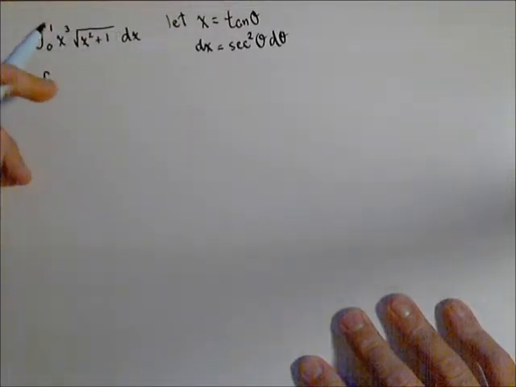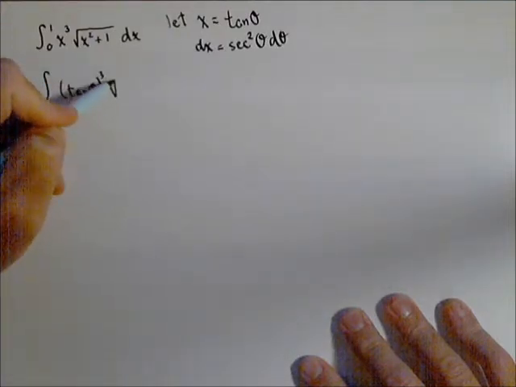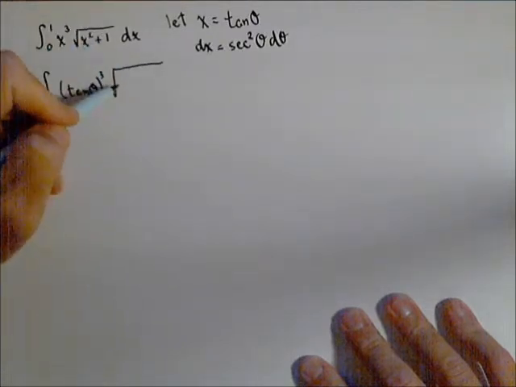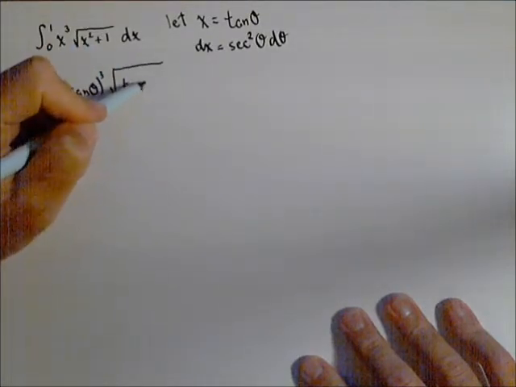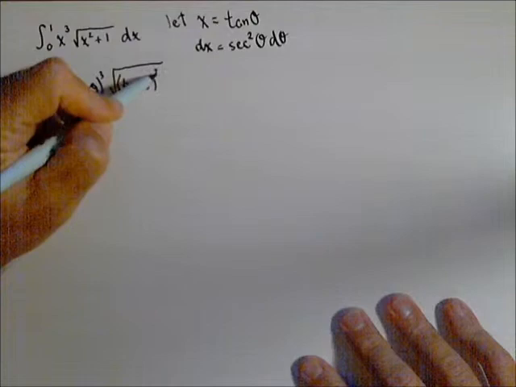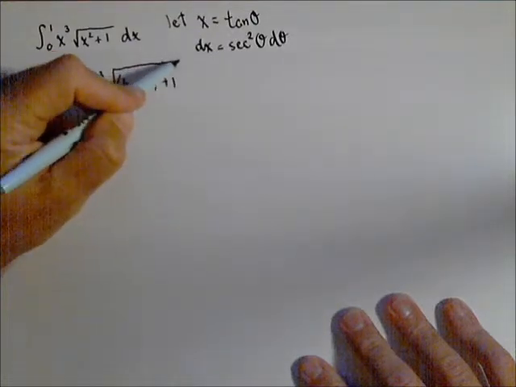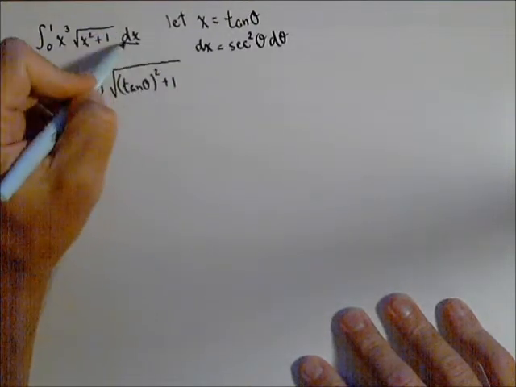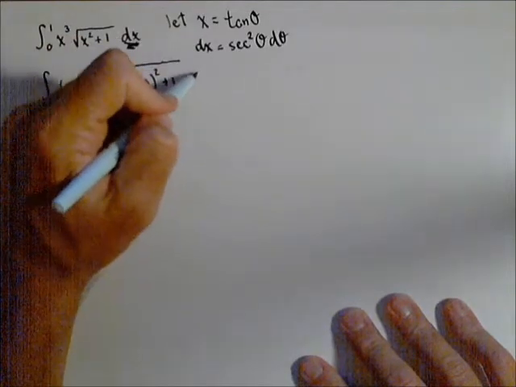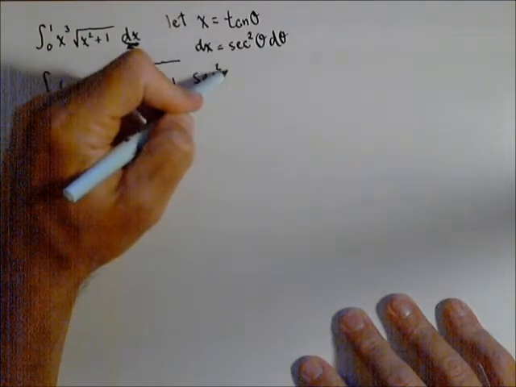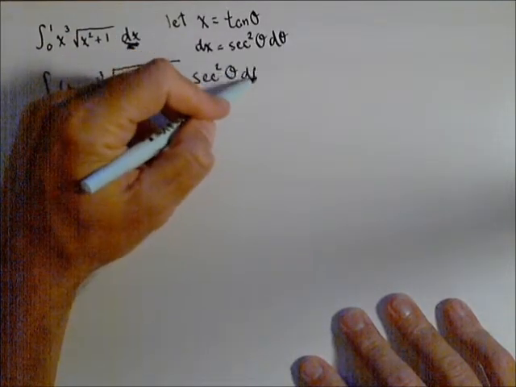So, we have a tangent theta cubed, and then under the radical we've got a tangent theta squared plus 1, and then we've got to remember to substitute in our dx. It's equal to secant squared theta d theta.